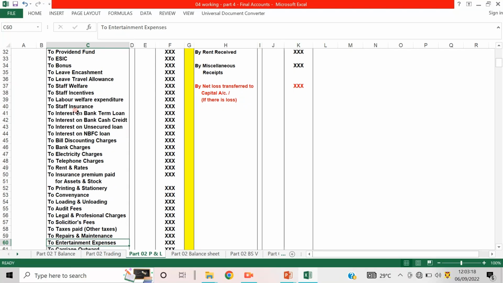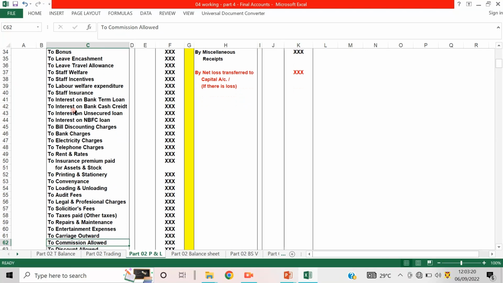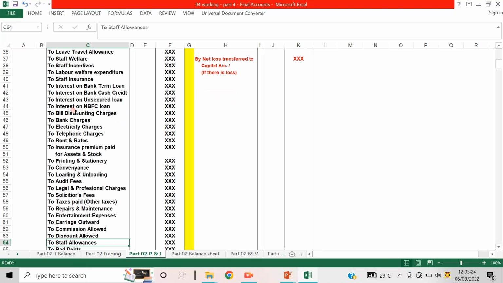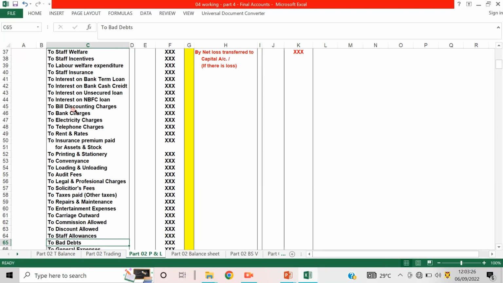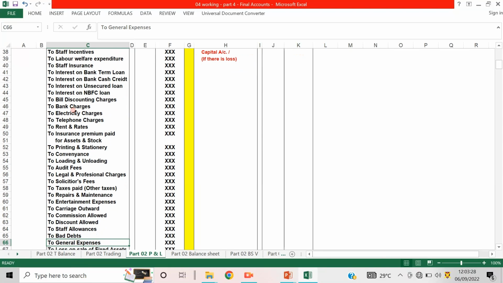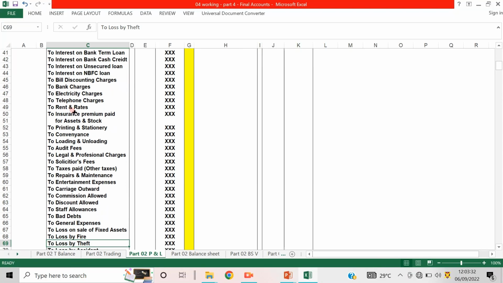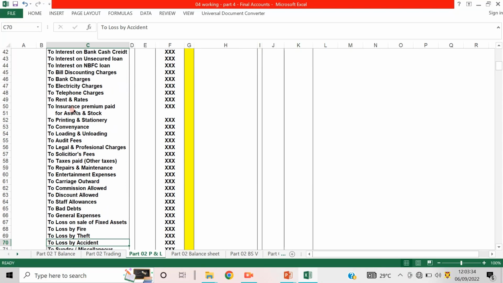repairs and maintenance, entertainment expenses, carriage outward, commission allowed, discount allowed, staff allowances, bad debts, general expenses, loss on sale of fixed assets, loss by fire, loss by theft. That means what we have taken in the trading account is to be taken on the credit side.